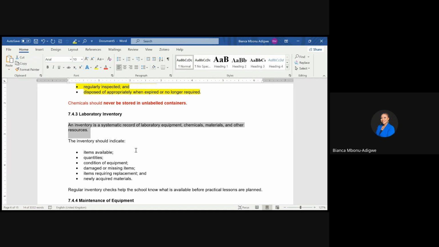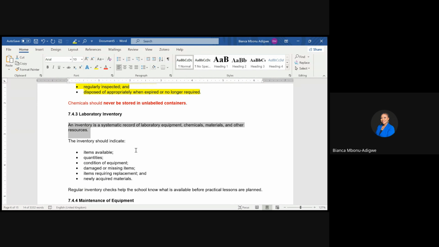Another thing about this lab inventory is that it should be regular. It should be regular, not once in a year. It should be regular, because you might find out that this chemical is going to expire in June, and then you do your stock in January, and you are seeing June. You're like, oh, that's good. It is still okay. And then next January, you come to take that stock. You find out that it has expired 6 months ago.